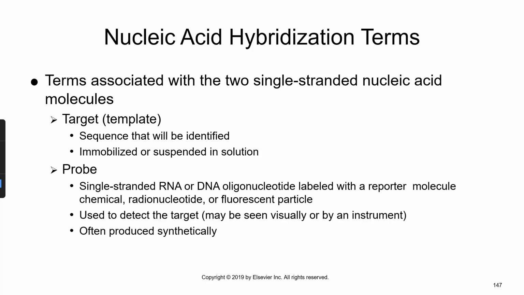It's a single-stranded RNA or DNA oligonucleotide labeled with a reporter molecule, chemical, radionucleotide, or fluorescent particle. So the probe is labeled with something that we can detect. So we wash the DNA sample with the probe, and if the probe finds its complementary strand, it's going to stick, it's going to bind, and then we can evaluate or try to detect that reporter molecule. If the reporter molecule is present, then we know that that specific sequence we were looking for is present, and that's how we can diagnose disease.